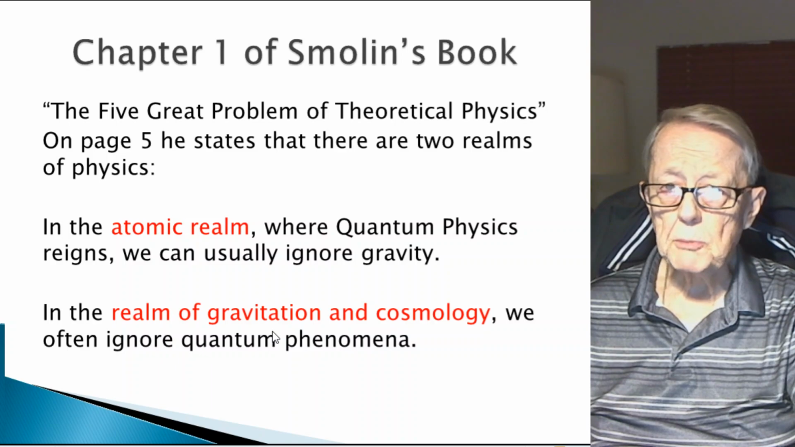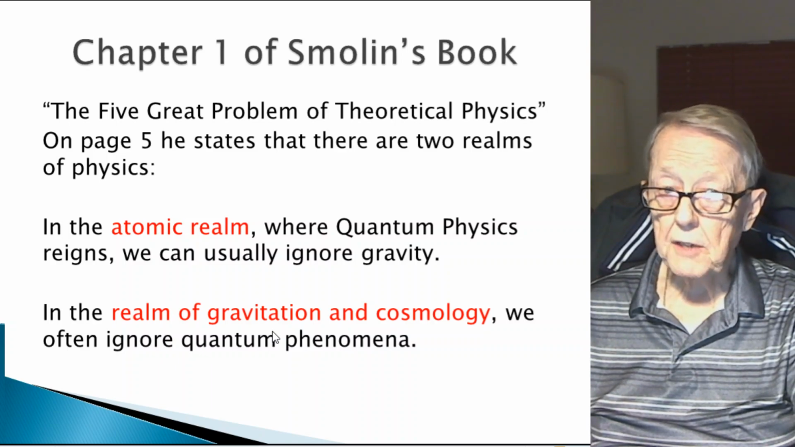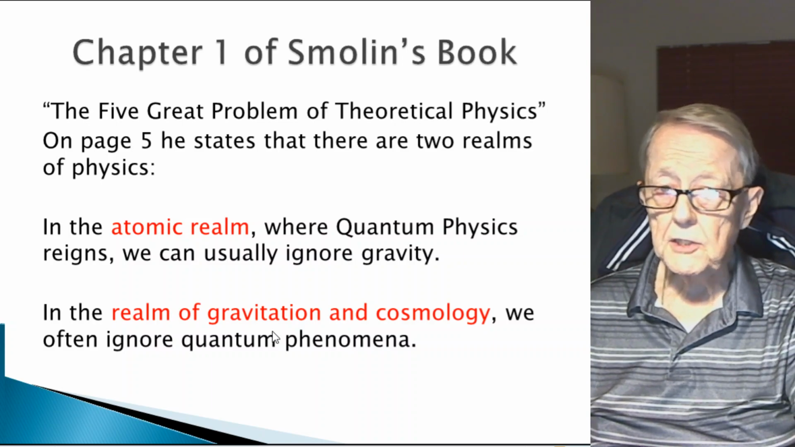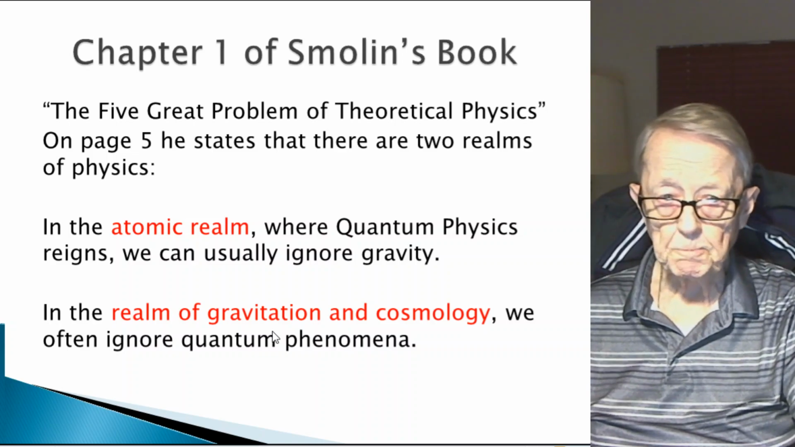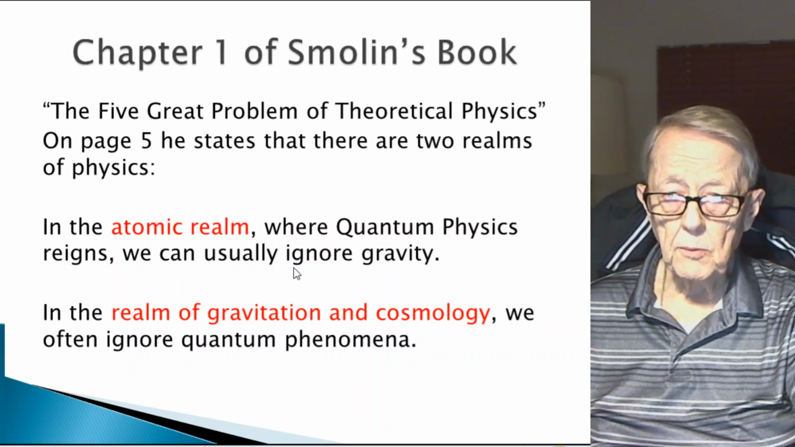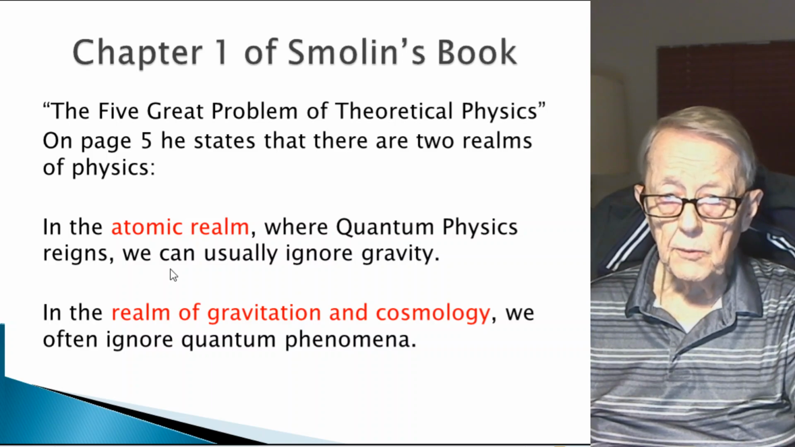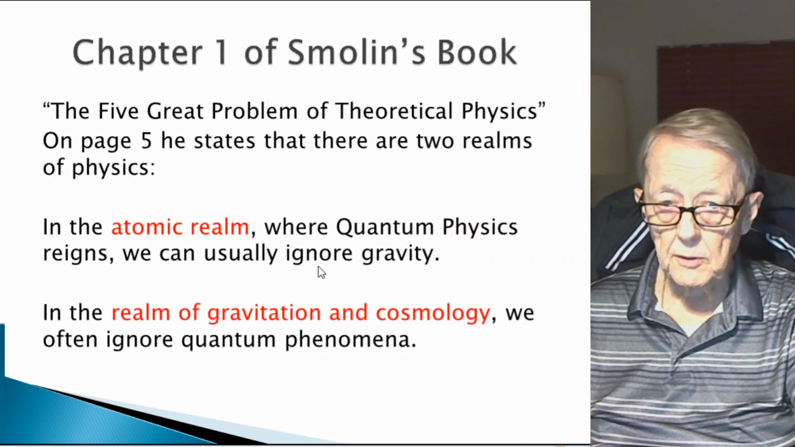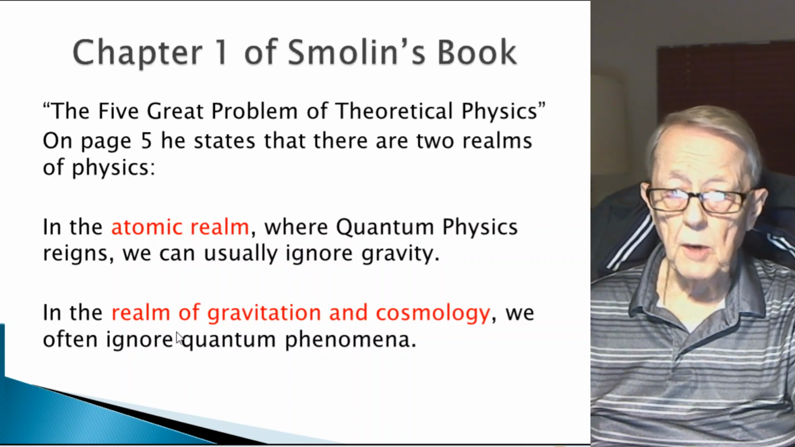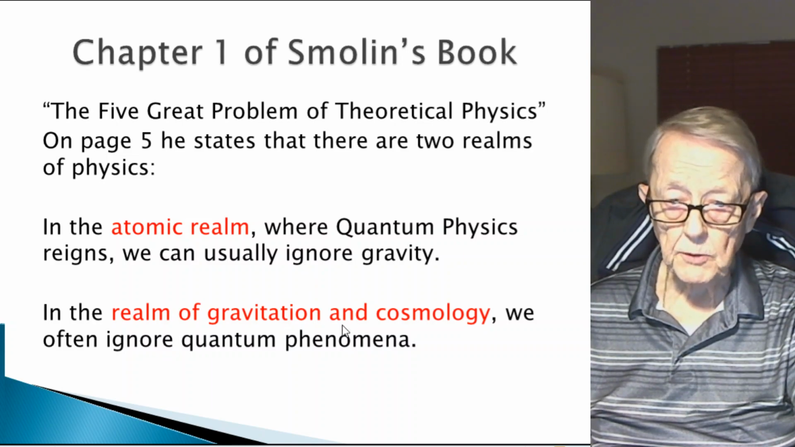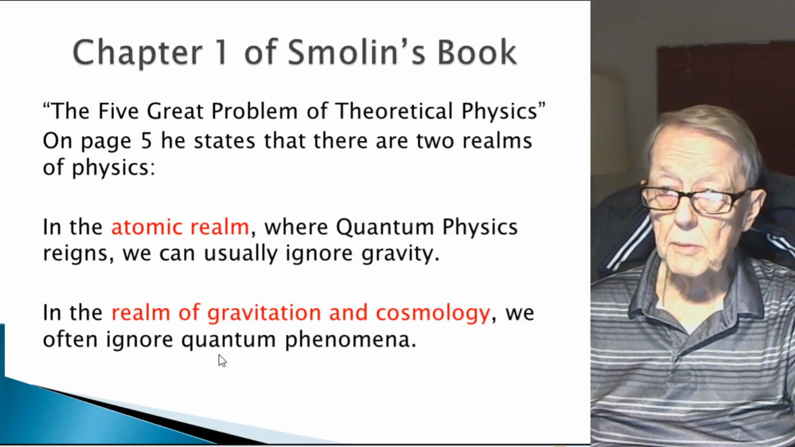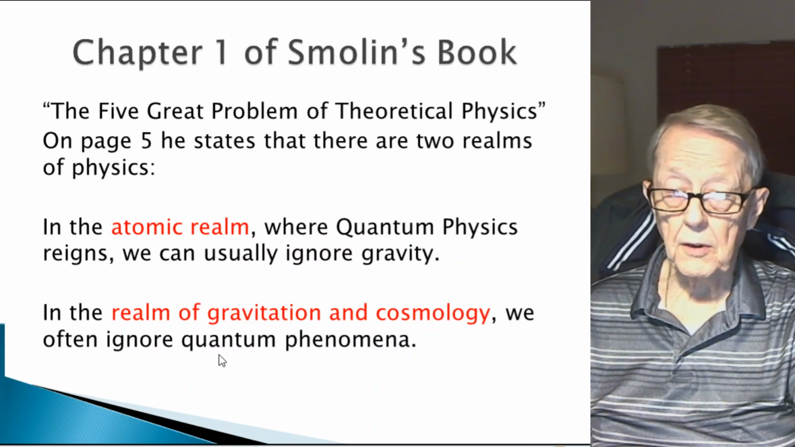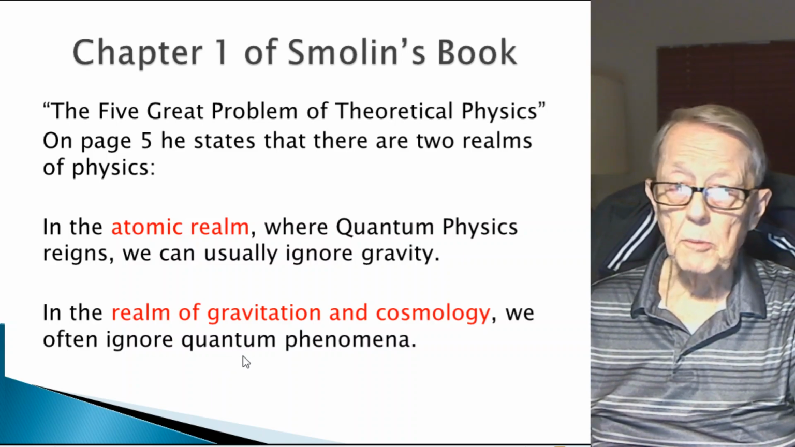Chapter 1 of Smolin's book is titled The 5 Great Problems of Theoretical Physics, and on page 5, he states there are 2 realms in physics. In the atomic realm, where quantum physics reigns, we can usually ignore gravity. So you look at the atomic level and forget gravity. In the realm of gravitation and cosmology, we often ignore quantum phenomena. So the 2 aren't really working well together at all, and they're having trouble putting them together.